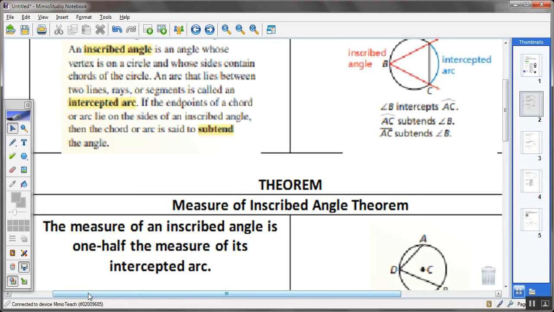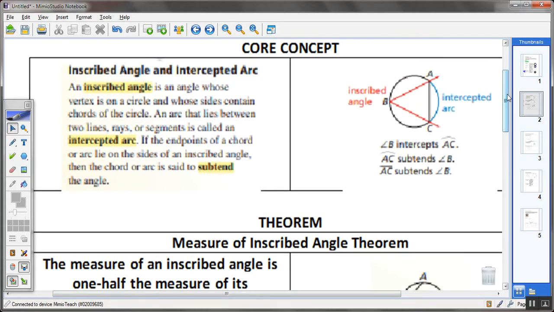Subtend the angle. Check this out. Here's a good drawing up here. I like this. What's my angle that's inscribed here? Angle ABC. And really I could call it angle B if I wanted to, couldn't I? So angle B intercepts which arc?